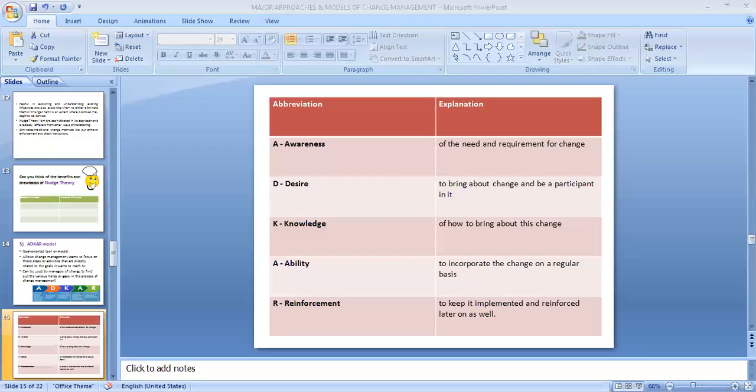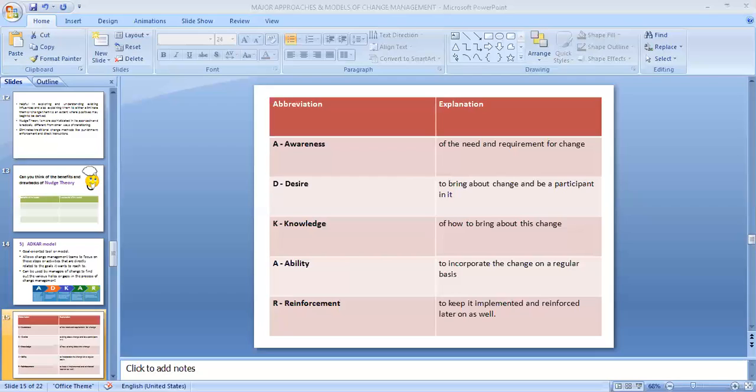So if you are going to incorporate change on a regular basis, you have to focus on the ability of the employees, also their competency level. So you have to look into that, and if they don't have enough capabilities, you have to be mindful as to whether you are in a position to give training sessions for them. And reinforcement, to keep it implemented and reinforced later on as well.